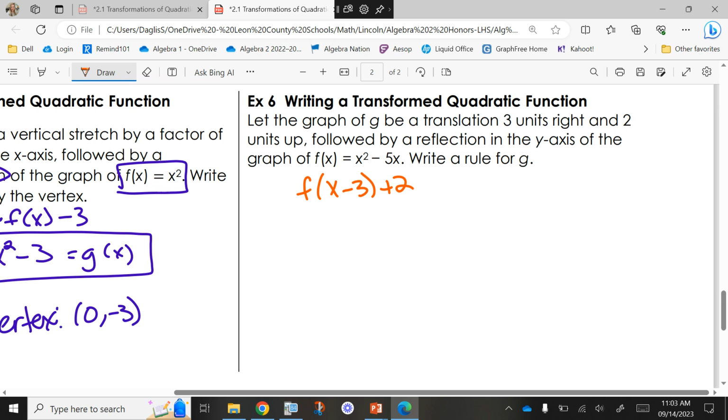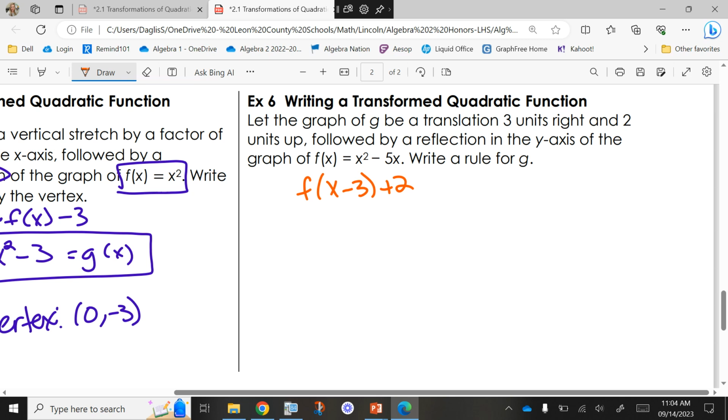Questions on what I just did? Okay, yes. That just means my function. In my original function, I'm doing x minus 3 and plus 2. Yes, but now I'm going to apply it to the actual function, so you're correct.